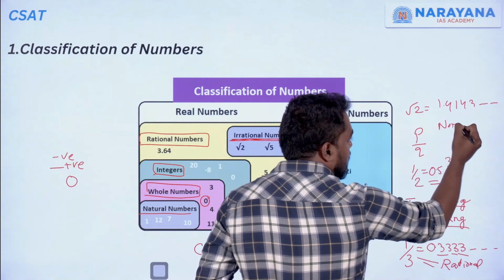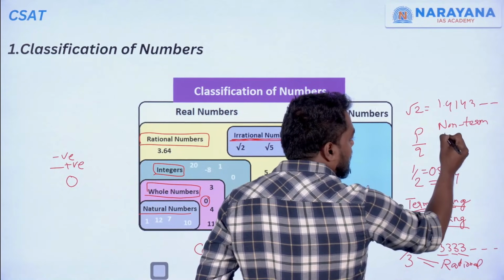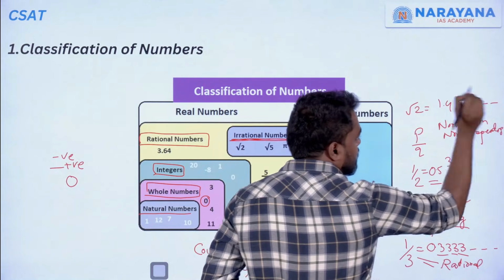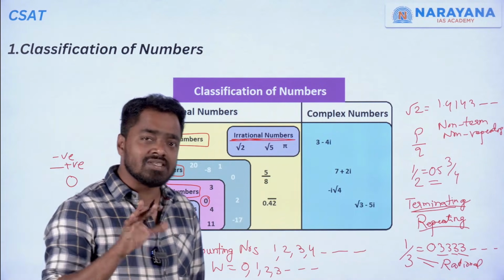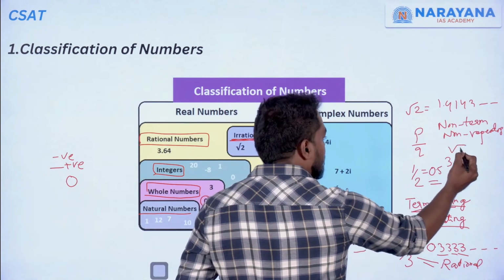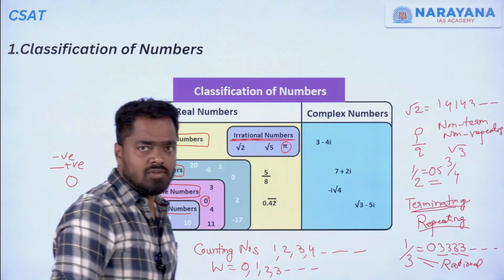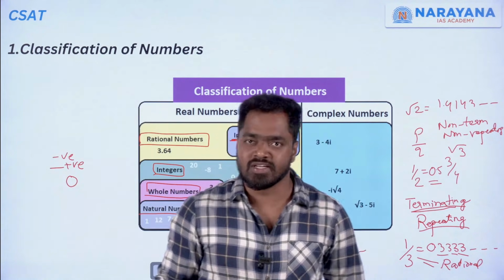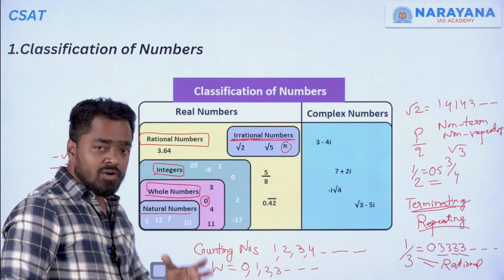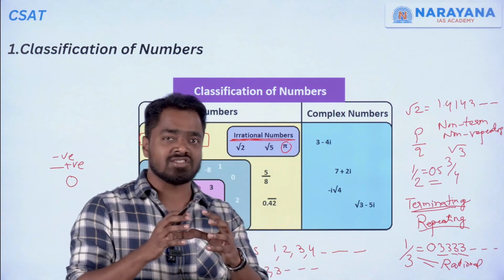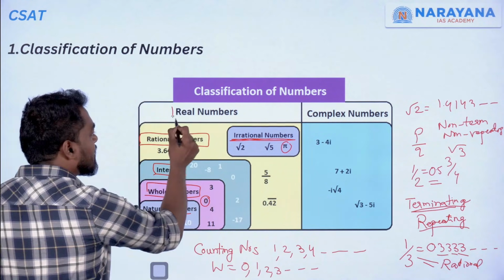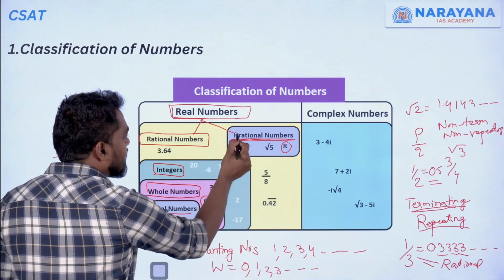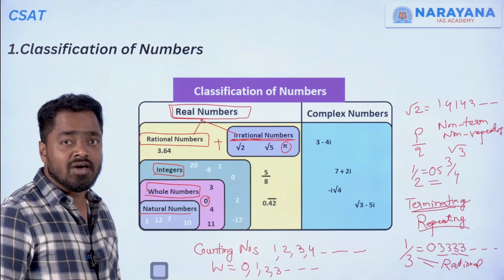So this is a non-terminating and non-repeating decimal. These numbers are called irrational numbers. For example, root 3 and pi are also irrational numbers. They are non-repeating and non-terminating decimals. So these are called irrational numbers. Now if you combine these rational numbers with irrational numbers, the larger set is called real numbers. So if you combine rational numbers and irrational numbers, they are called real numbers.